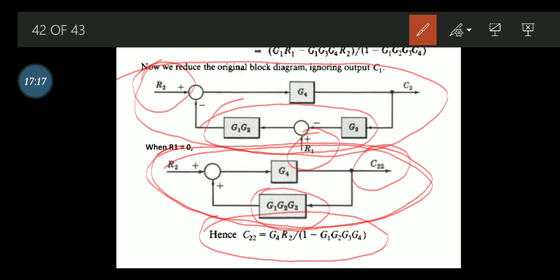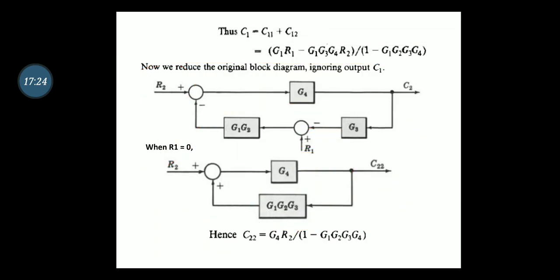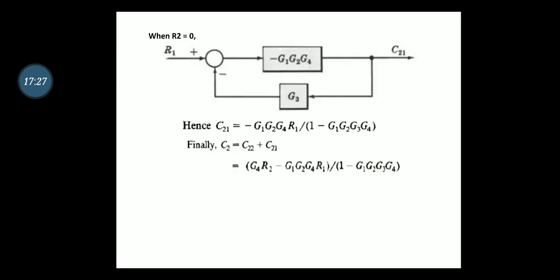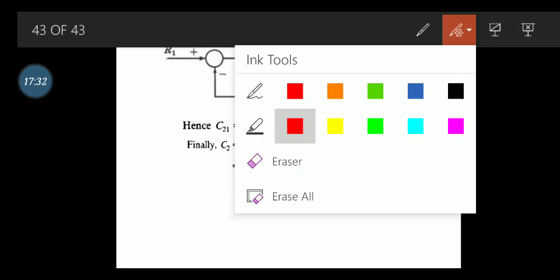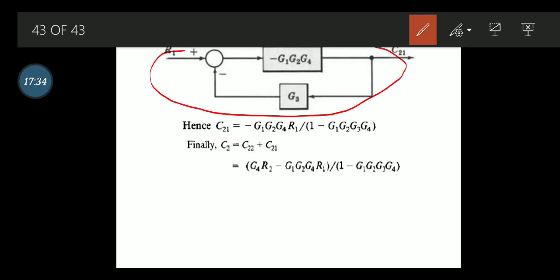Now next case we consider the R1 input response acting alone, then the R2 response is considered as 0. So the equivalent block diagram can be drawn like this. Now for this block diagram we need to calculate the output response that can be represented as C21, that is equal to minus Z1 Z2 Z4 R1 divided by 1 minus Z1 Z2 Z3 Z4.